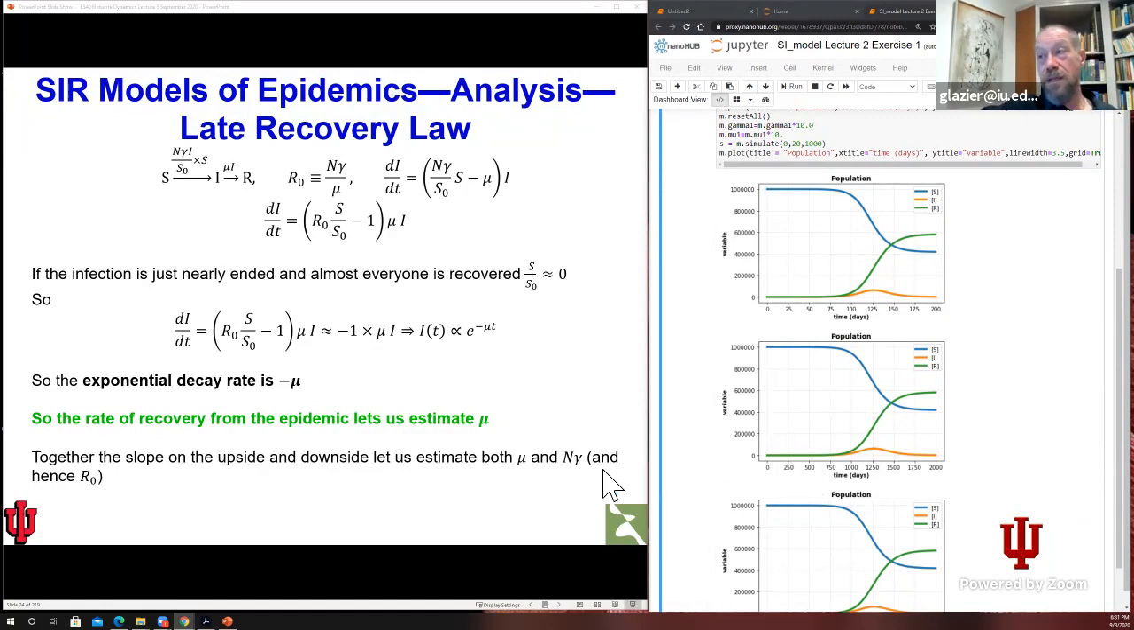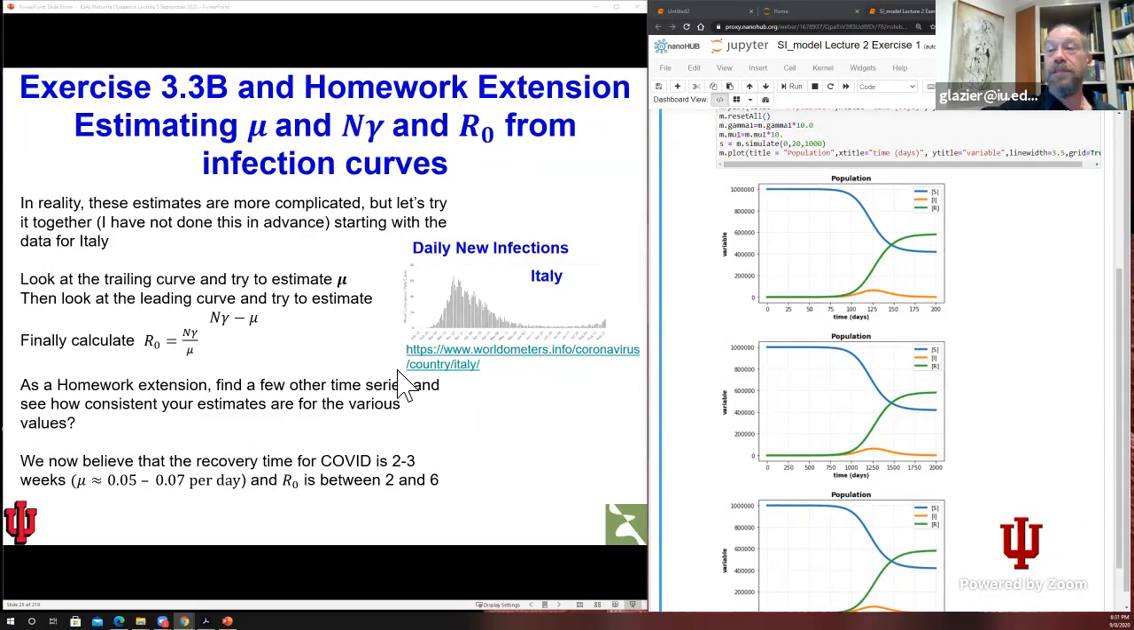This means that we could get at least a very rough idea of what mu is, and once we have mu, we can get a rough idea of what R naught is. This is something that I did not try in advance, and I'd like to try to do it now. So let's take a break.